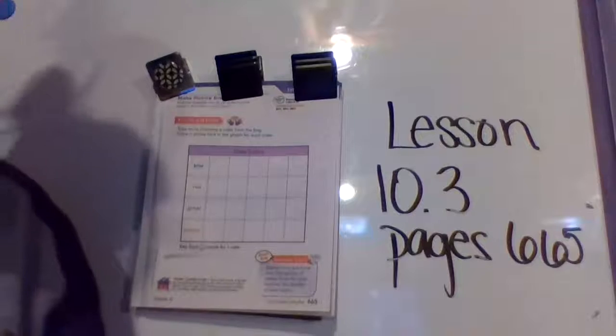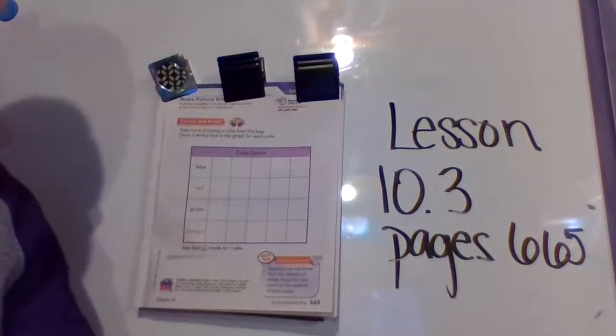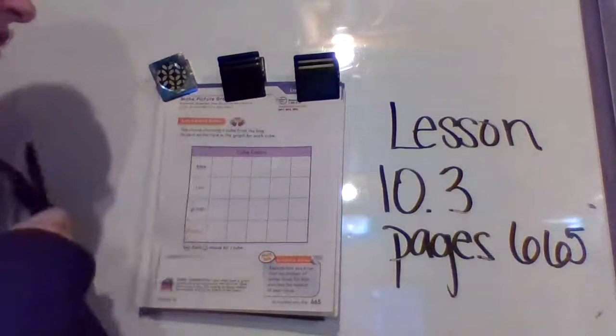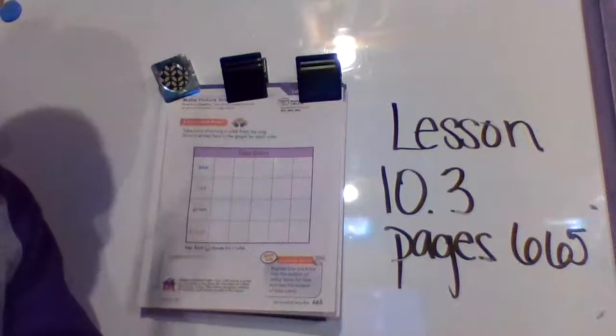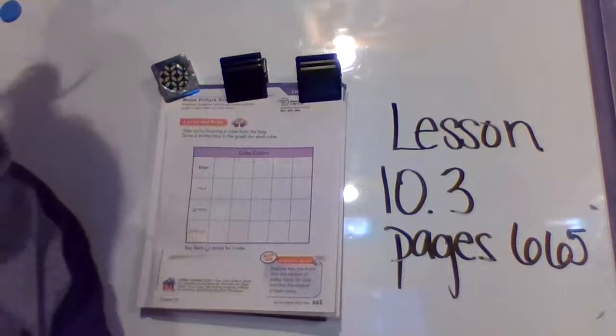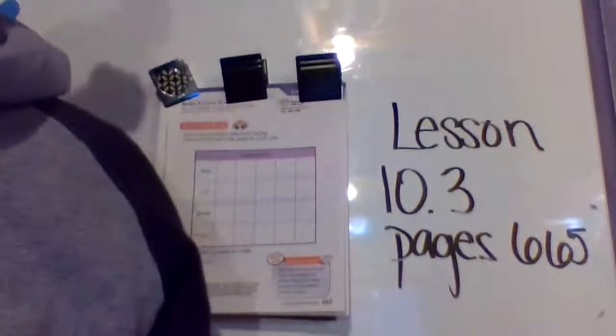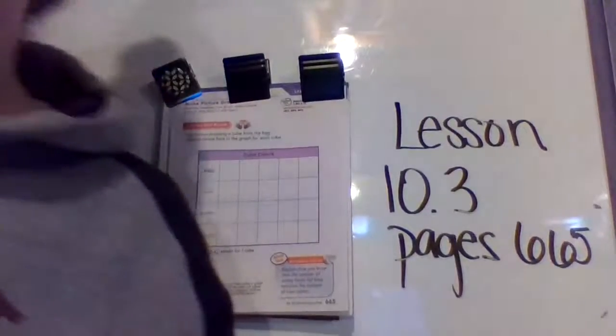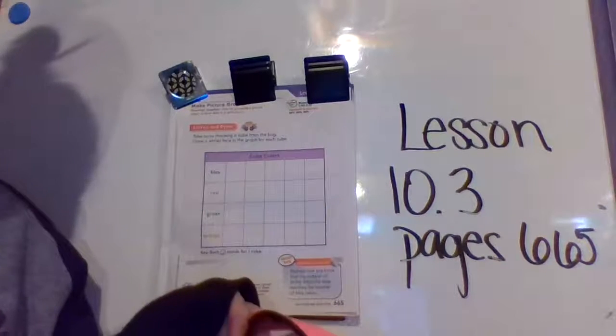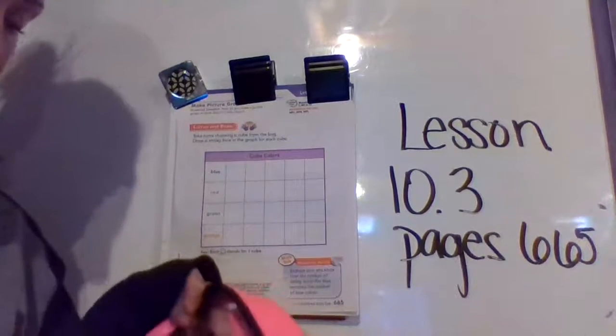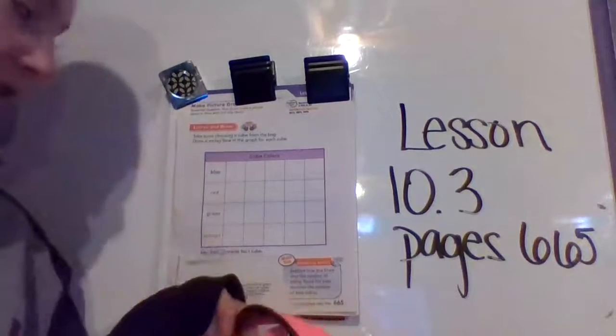Alright, today we're going to learn how to make picture graphs. It says take turns choosing a cube from the bag, draw a smiley face in the graph for each cube. So we're going to do the same thing that we did for the last one. I am going to pull out different colors and tell you what they are instead of cubes because I don't have them.